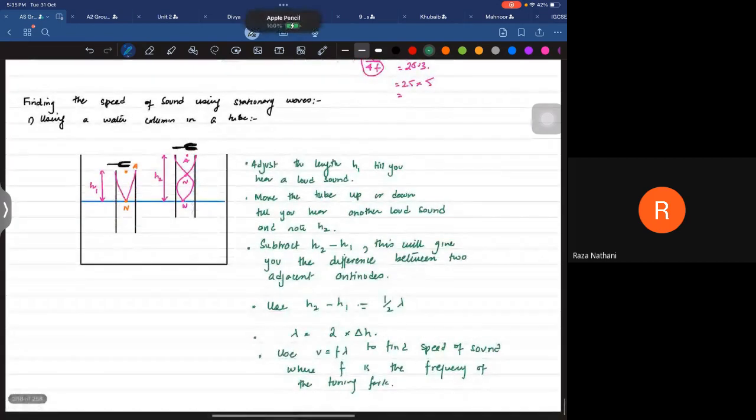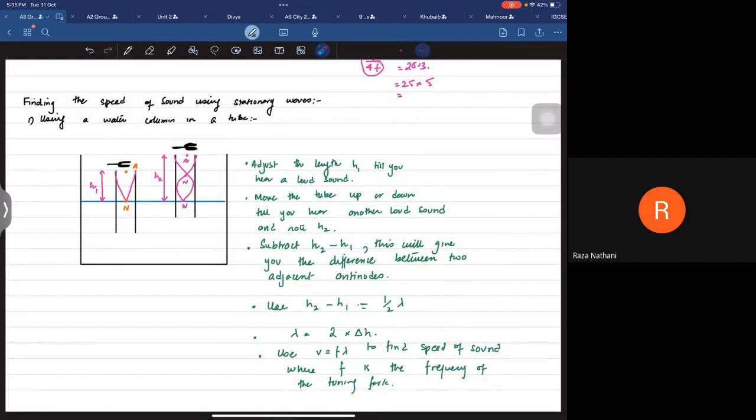So this is a pretty simple, basic experiment. Again, I'm explaining this to you. You basically move it up or down till you hear the first loud sound, and you measure the height. Then you move it up, and when you hear the next loud sound, you measure that length as well. You subtract both lengths, and you get the difference between the two antinodes. That distance is equal to half lambda. We've studied that. You can put it into v equals f lambda, and the frequency of the tuning forks is known. So from there, you can find the speed of sound.